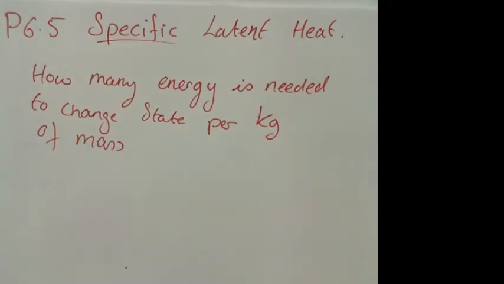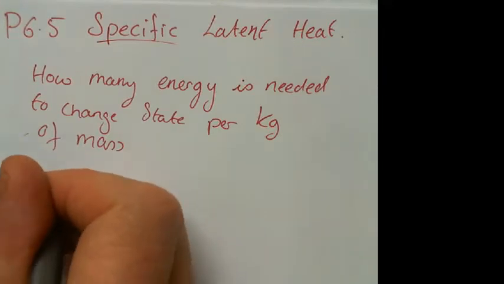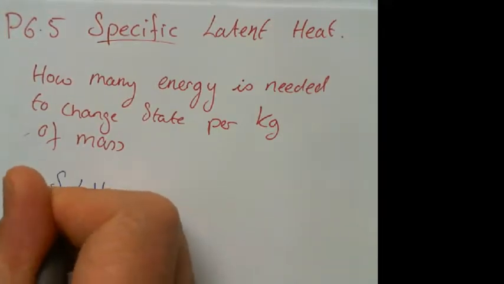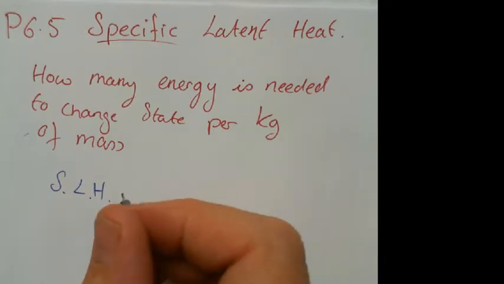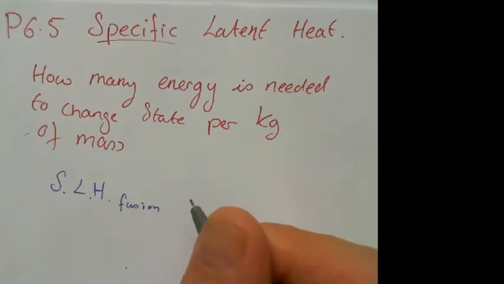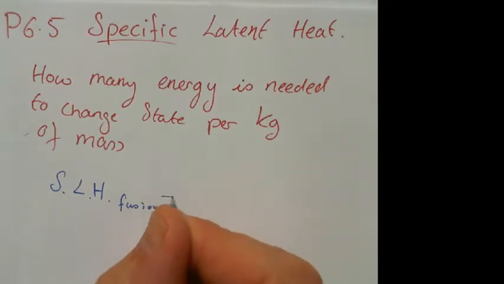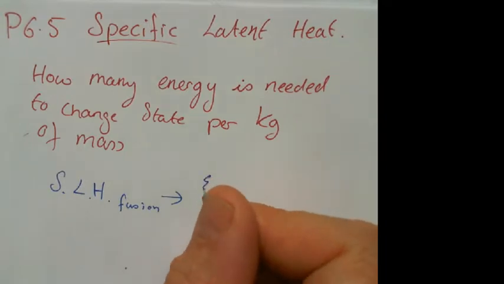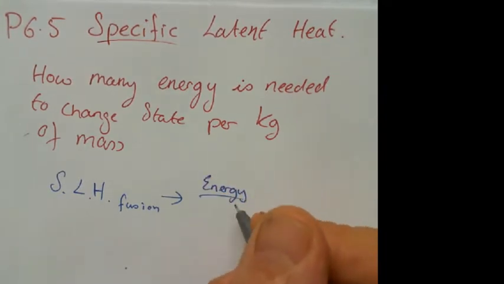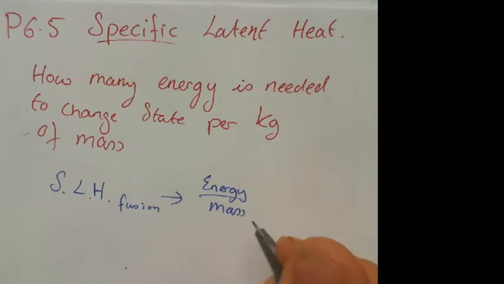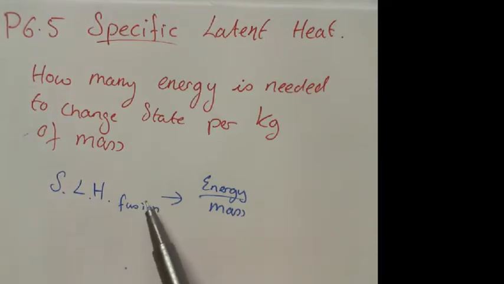And if you wanted to work out the specific latent heat of fusion, so that's turning from a liquid to a solid or from a solid to a liquid, then you need to do the energy divided by the mass. Okay. So if you wanted to melt it, you have to put energy in. If you freeze it, it gives off energy.